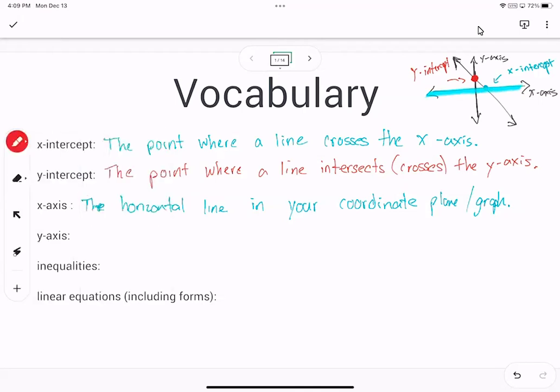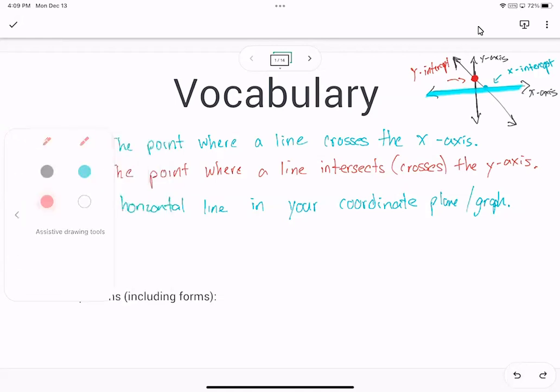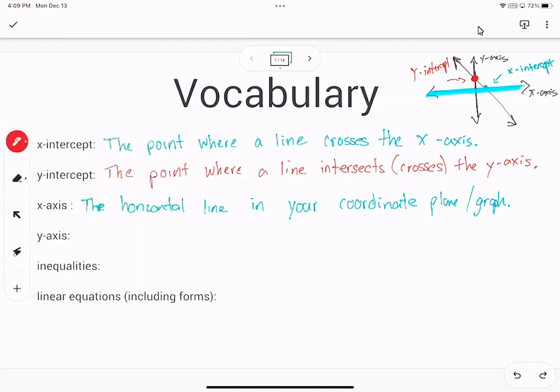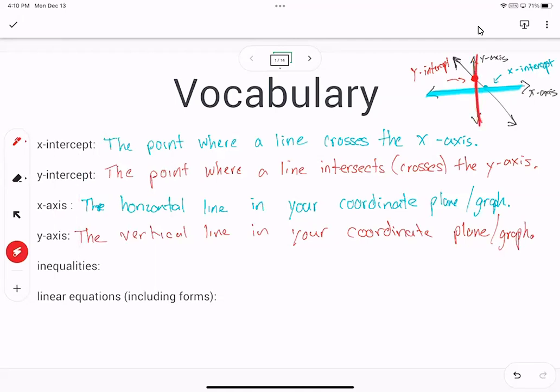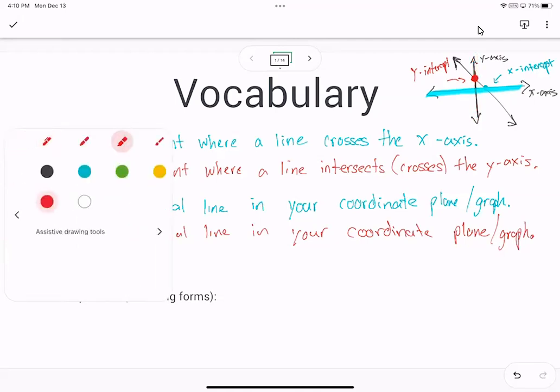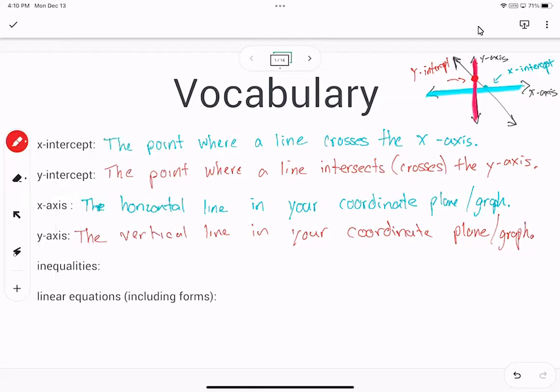And then again, the y-axis is similarly the vertical line in your coordinate plane/graph. And that is right here. Highlight this one for you as well. All right.